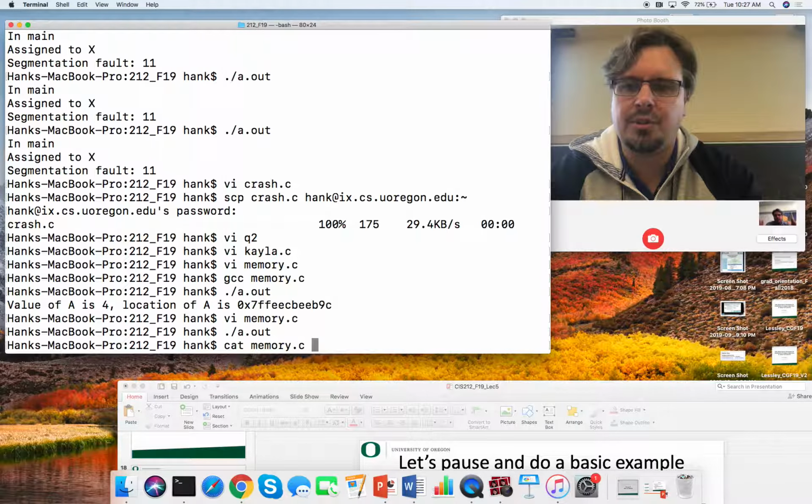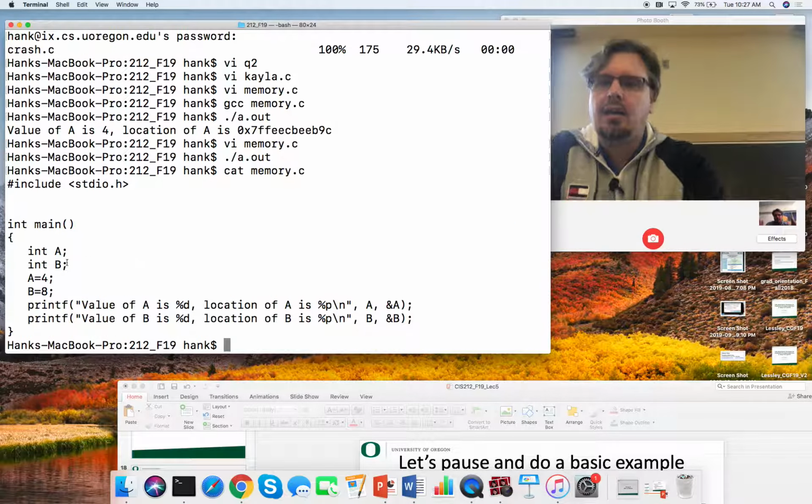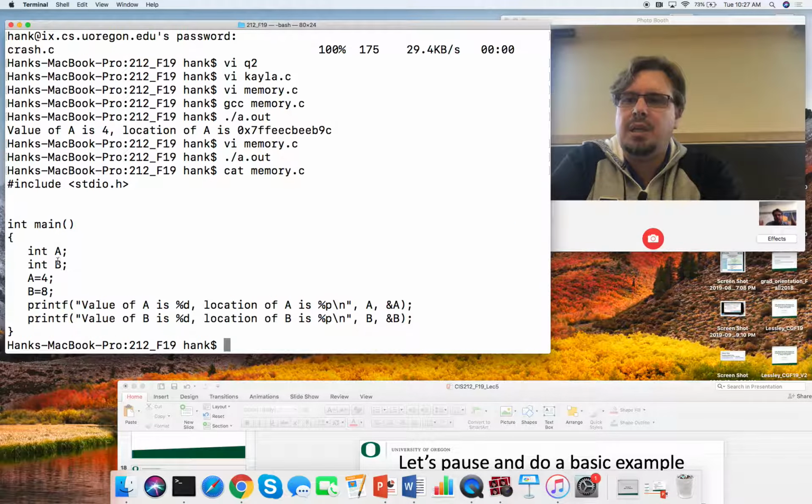Sorry, that went fast. Let me try again. Now we've got two integers, A and B. We've set them to have different values, and we have print statements for A and for B.